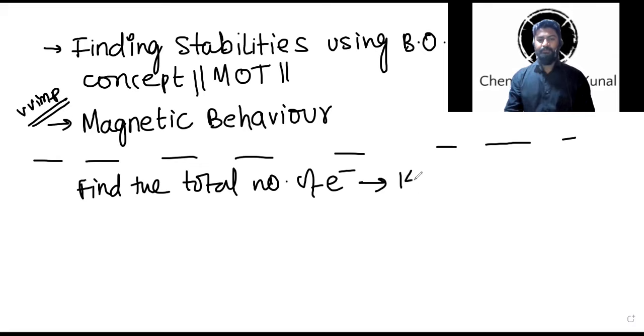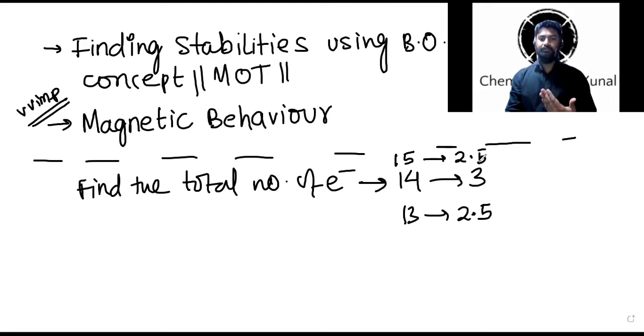If it comes out to be 14, then the bond order is 3. 13 gives 2.5. I'm just revising for those who are new to the channel. 15 gives 2.5, and as it becomes 16, it will become 2. 17 gives 1.5, 18 gives 1, and so on. You can keep increasing or decreasing; that's how you can find bond order. This is discussed in detail in the previous lecture, but today it's going to be a higher version of that.